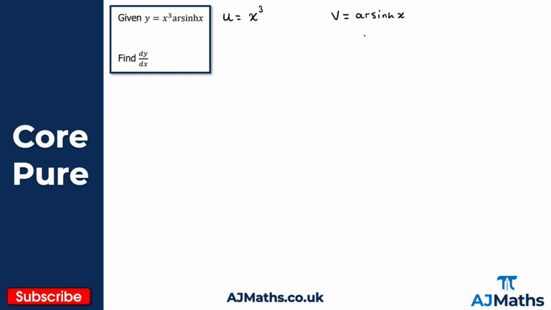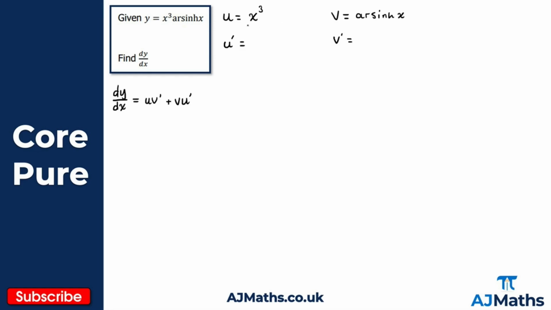If we're going to use the product rule here, let's just state the product rule. So dy by dx would be u times the derivative of v, so that's going to be u v prime, and then we do v multiplied by the derivative of u, so that's going to be v u prime. So I also now need the derivative of u with respect to x, and the derivative of v with respect to x as well.